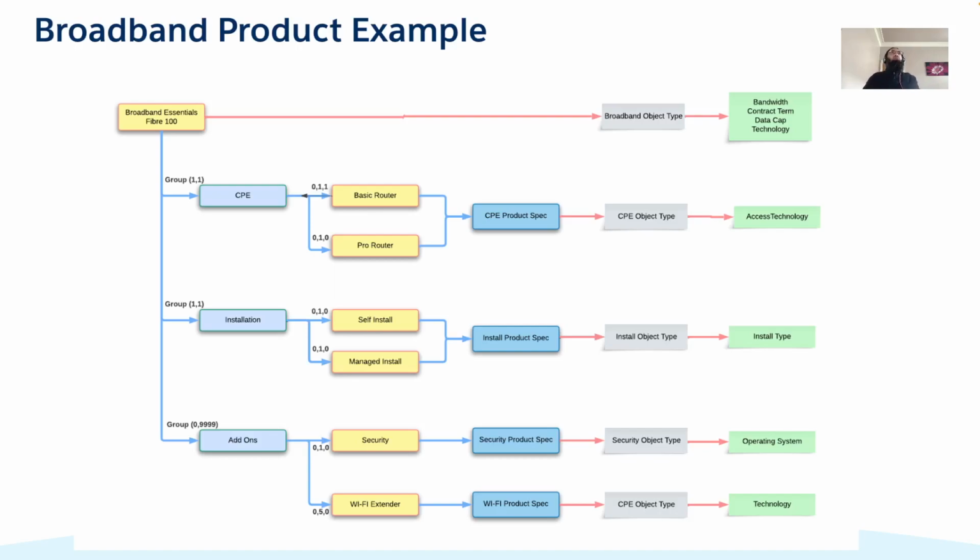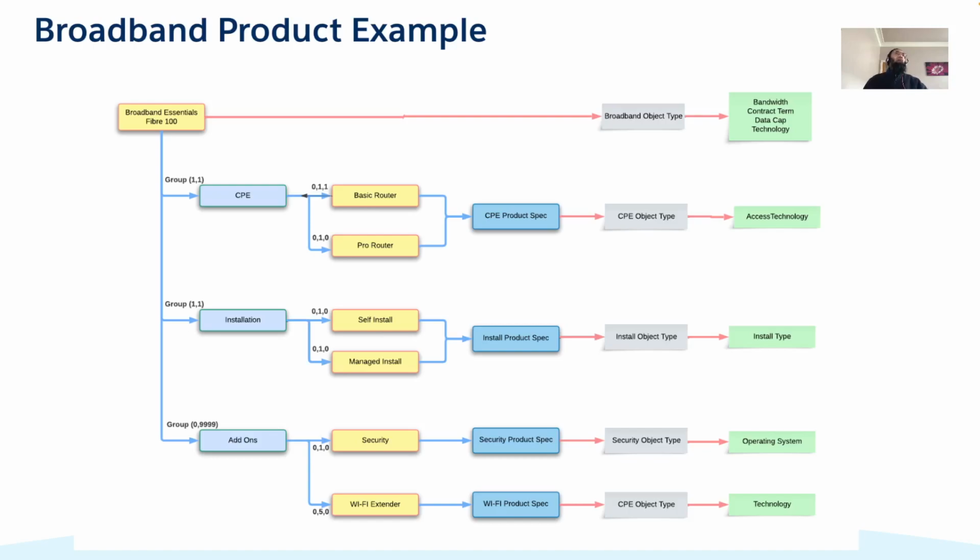So let's look at a broadband product example. Here I'm showing a slightly complex product, where Broadband Essentials Fiber 100 is a commercial offering, and it is a bundle product which is associated with three child products. The CPE is my grouping product, which consists of two CPE devices, the basic router or the professional router, and then I have another grouping called installation. I want to offer a self-install option, or a managed install option. And I also have a third grouping called add-ons, and these are additional products which the customer can buy. They can buy security option products, or they can buy the Wi-Fi extender products.